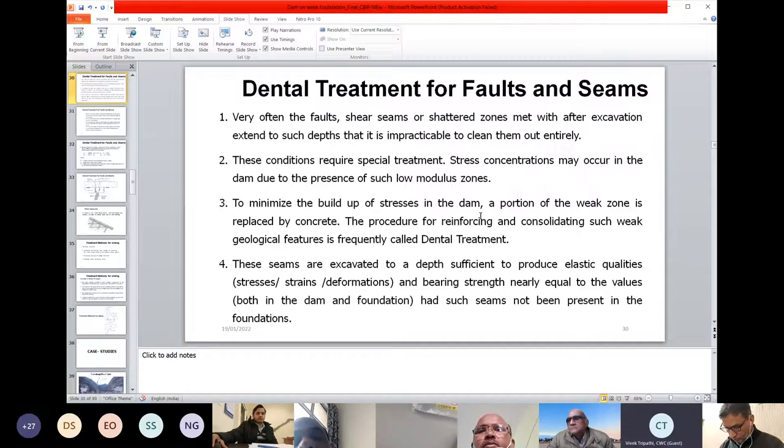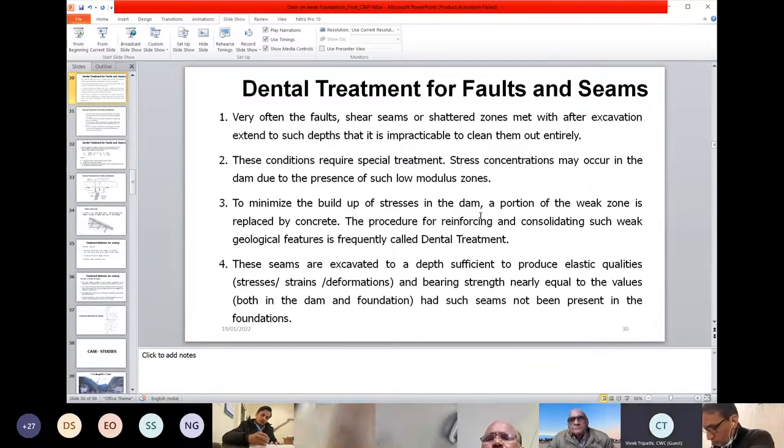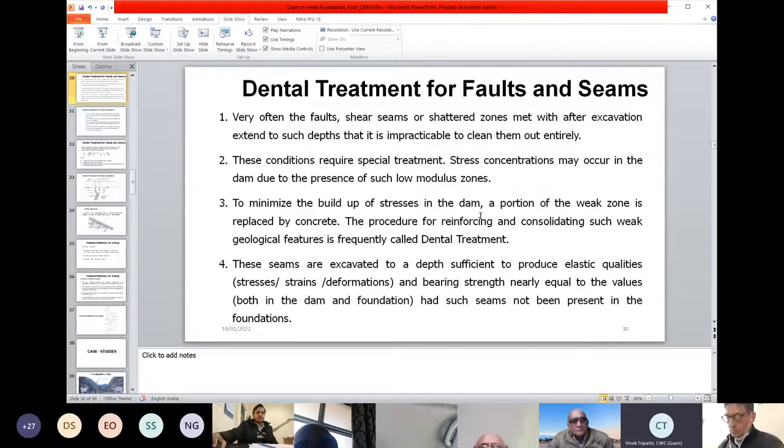How much stress, how deep our stress is going, means 10% of the pressure, if it is in the safe zone, then the foundation is supposed to be safe for bearing. These conditions require special treatment because otherwise stress concentration may occur in the dam due to presence of such low modulus zone, because faults and seams have very poor infilling material, so it has the low modulus of elasticity. So then the differential settlement will take place and the stress concentration will occur, means stress will be transferred to the higher modulus zones from the low modulus zones.